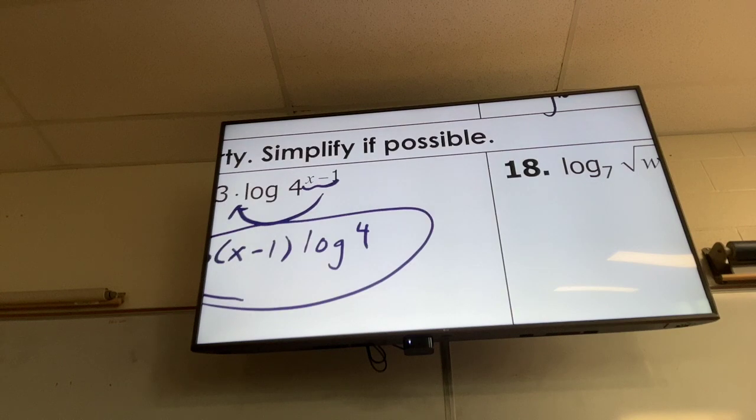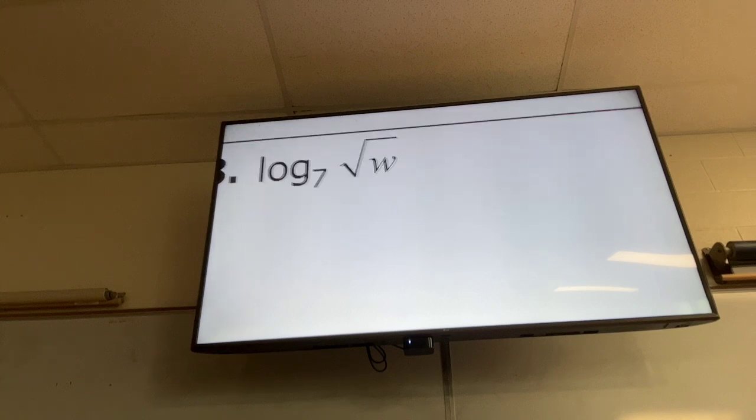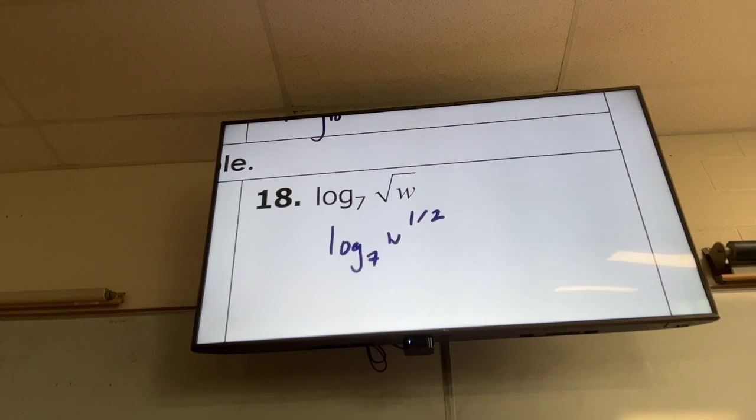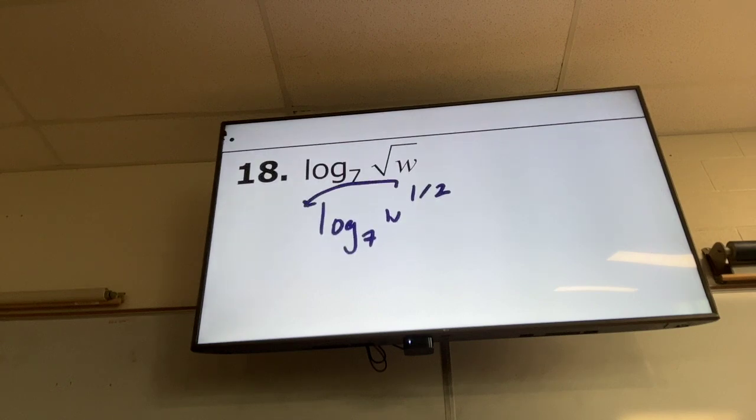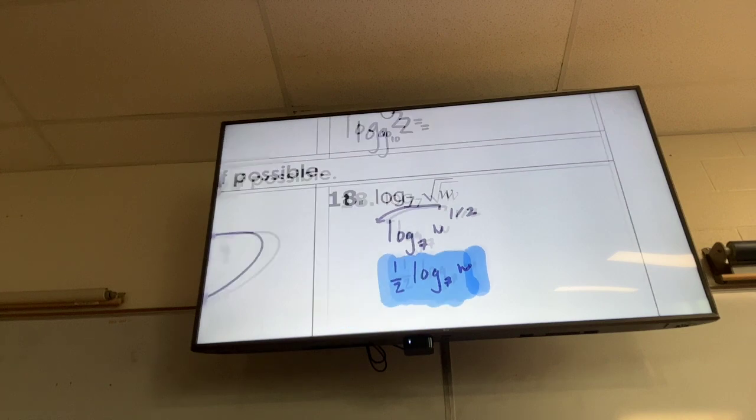Yeah, so with these first two, I took the exponent and made it a coefficient. Oh no, there's no exponent here. Or is there? What's the exponent here? This is log base 7 of w to the 1/2. That's why we had that little radicals chapter. So we do this stuff, and then it just moves out. There you go.